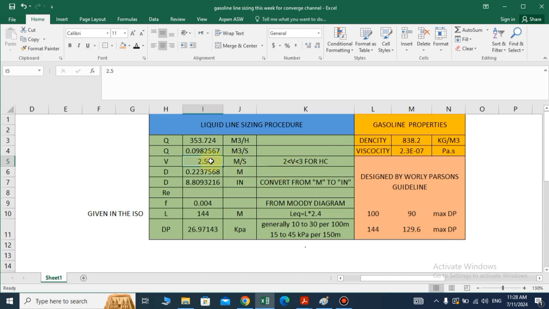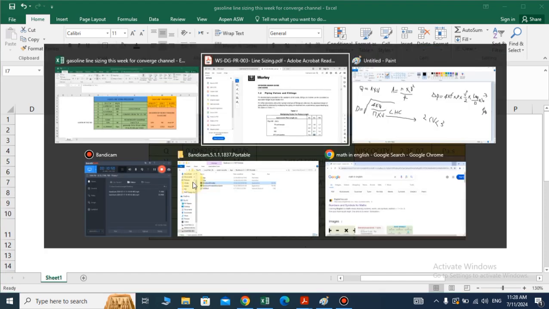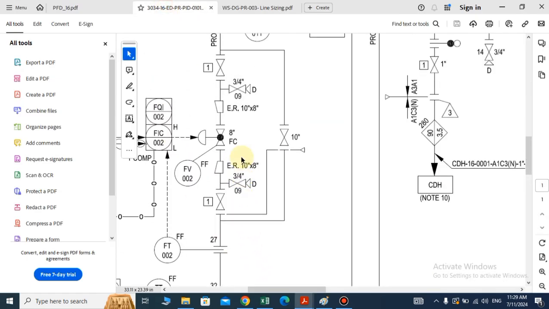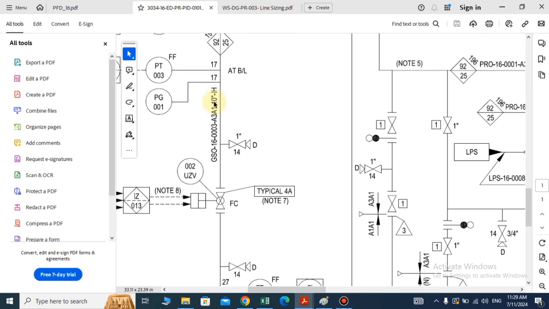You can change your velocity and find another size of the line as well. For example, I turn it into 2.3 and our differential pressure decreased by decreasing the velocity. So our pipe inside diameter is 9 inch. Because we do not have any 9-inch pipe in standard pipe lines, we consider 10-inch for our calculation. As you can see, our calculation is correct. That is equal to 10-inch.